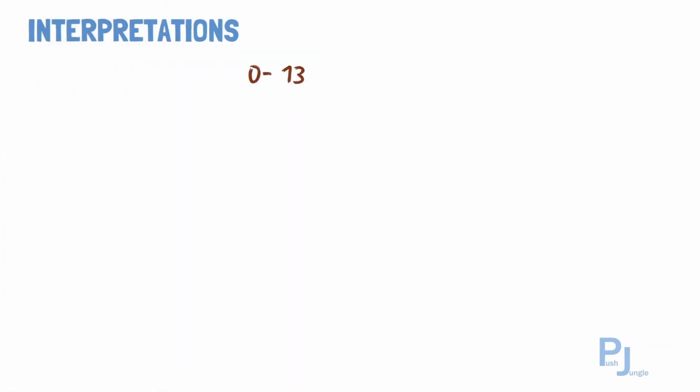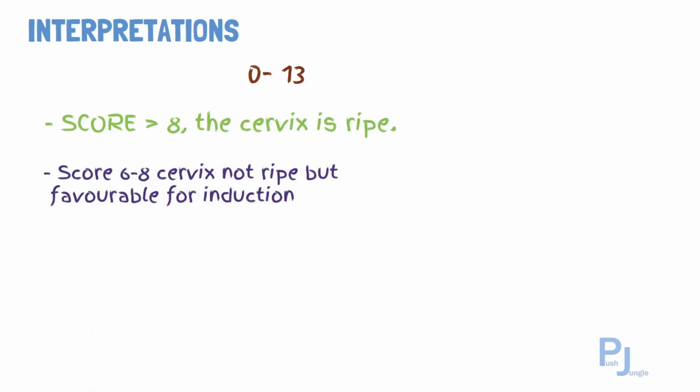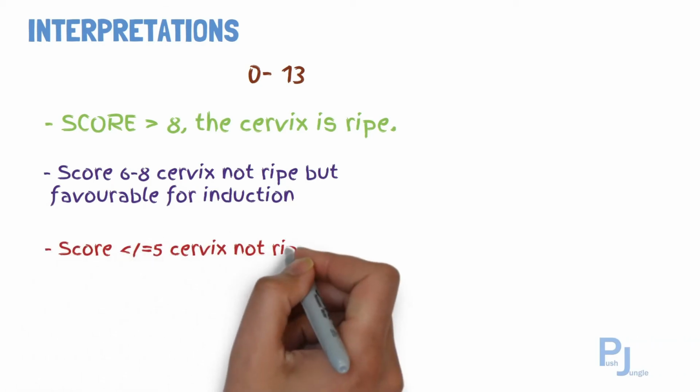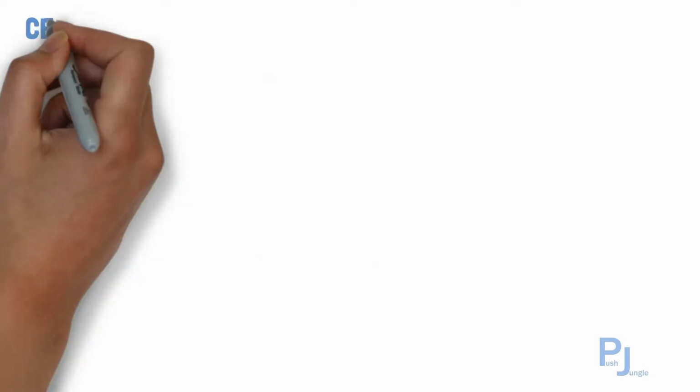If the score using the modified Bishop score is greater than 8, that is between 9 to 13, we say that the cervix is ripe. Now, if the score is between 6 to 8, then we say that the cervix is not ripe, but it is favorable for induction of labor. While if the score is less than or equal to 5, that is from 5 to 0, the cervix is not ripe and it is not favorable for induction of labor. Therefore, we have to ripen the cervix.